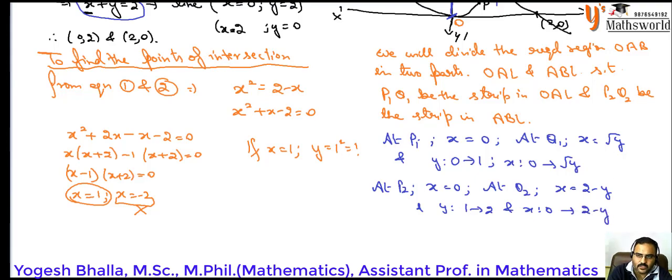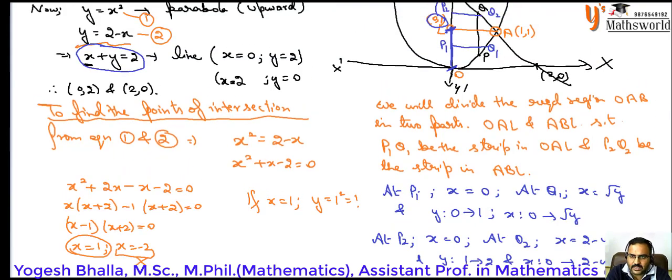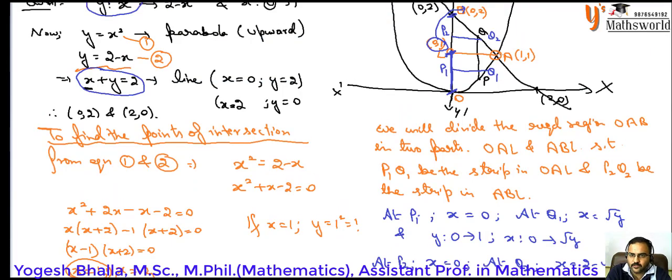Okay, so keep one thing in mind: never draw a horizontal strip where the point of intersection lies. We can't consider a strip at the point of intersection, so don't draw any strip at the point AL.